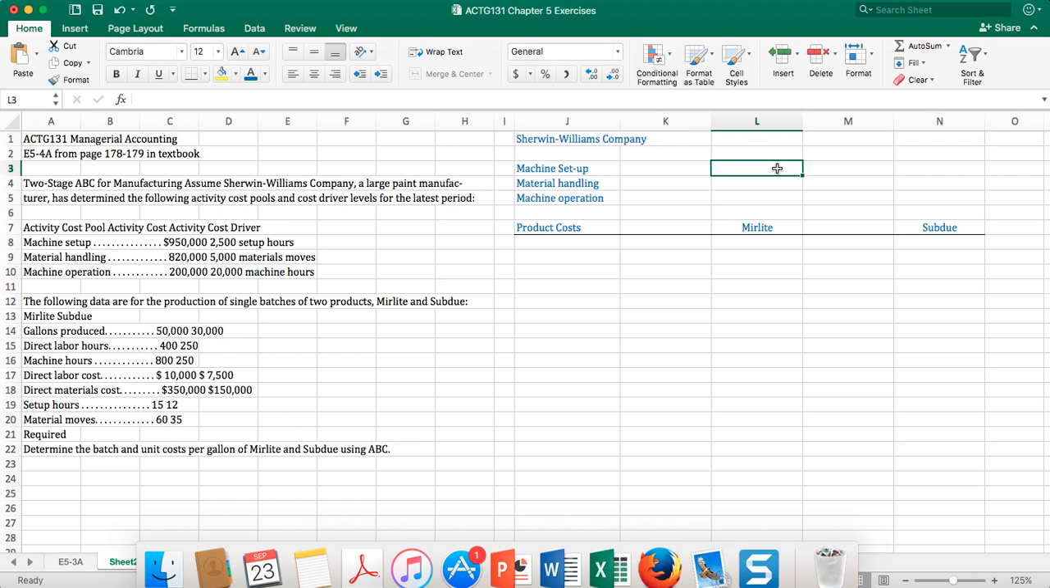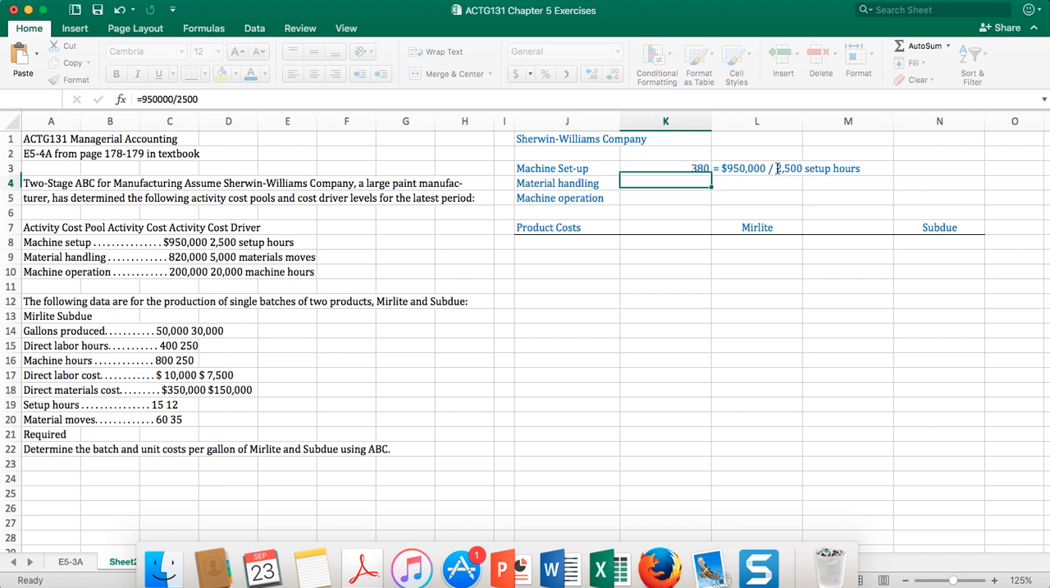Let me put the equation here for you so you can see it. So for our machine setup, $950,000 divided by 2,500 setup hours. And the calculation is 950,000 divided by 2,500. So this is $380 per setup hour.